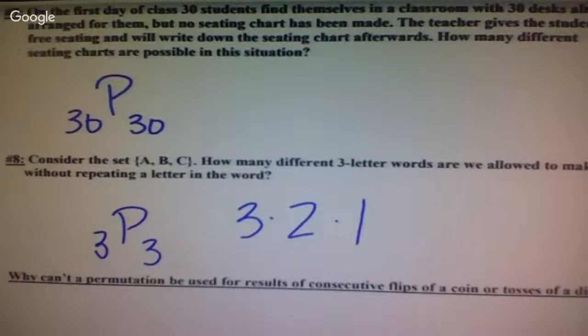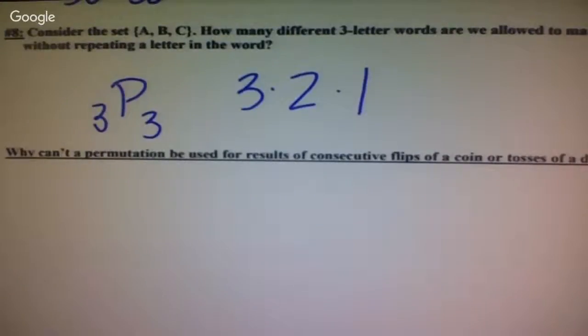Kimberly Phillips asks: why can't a permutation be used for results of consecutive flips of a coin or tosses of a die? Because the order doesn't matter. But think about it. If I roll a die and it lands on a 2, can I erase that 2? No. It can land on a 2 again. You can repeat. You can get heads multiple times on a coin. There is no way to take off an option, so this can be repeated.